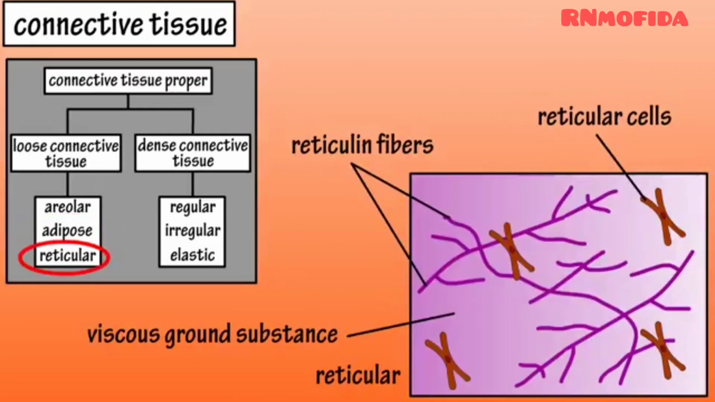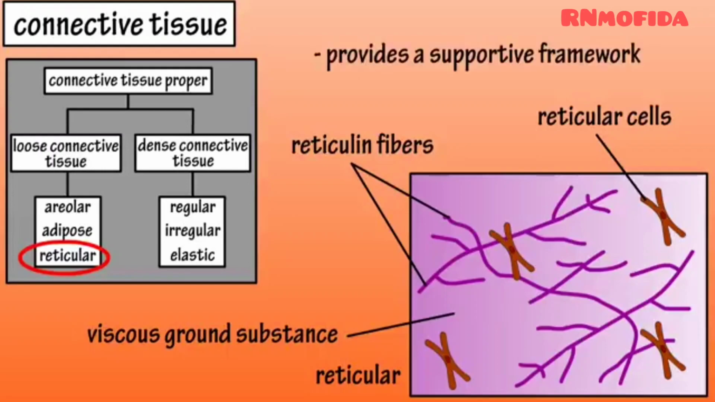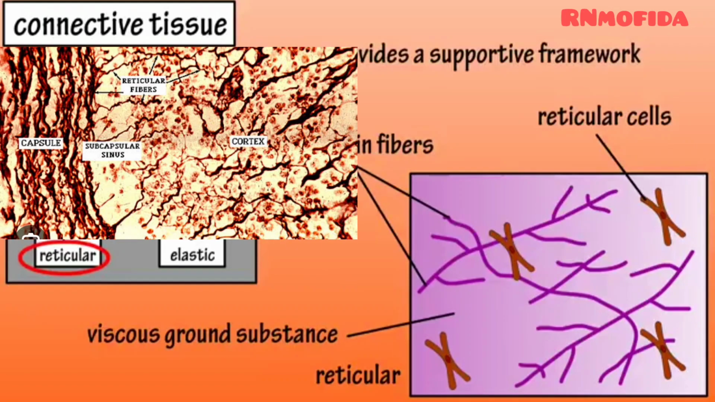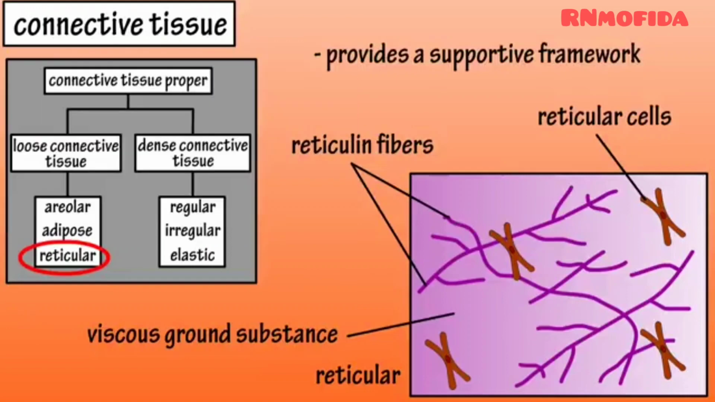Coming to the reticular connective tissue, it is made up of reticular fibers and reticular cells and the most abundant ground substance. It is located in the liver, spleen, lymph nodes, around the blood vessels and muscles.